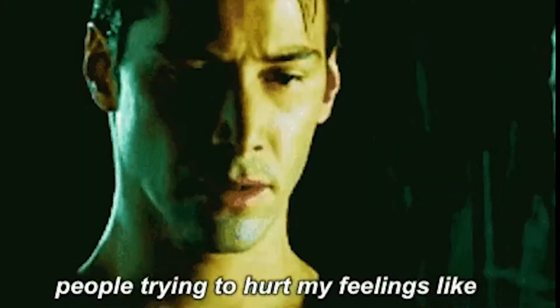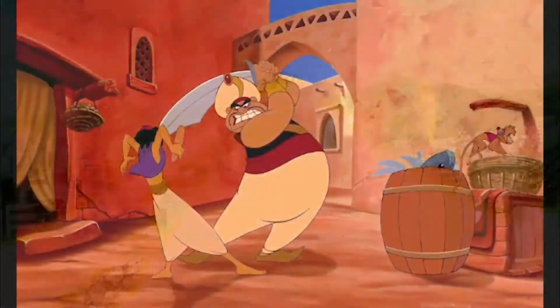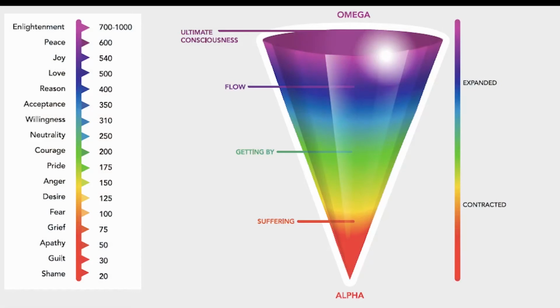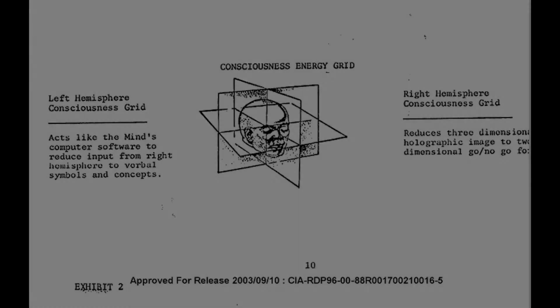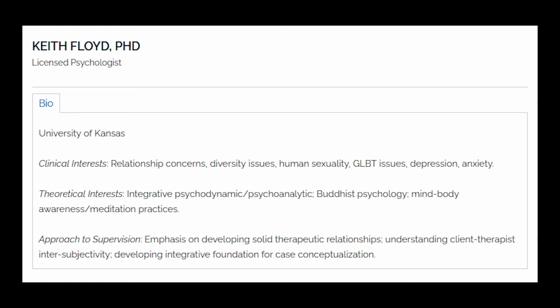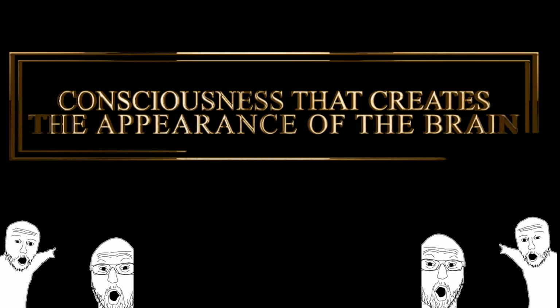just received with itself. Specifically, it does this by comparing the image received with that part of its own hologram which constitutes memory. By registering differences in geometric pattern form and in energy frequency, the consciousness perceives. See Exhibit 2, next page, which I will show on the screen right here. As psychologist Keith Floyd puts it, contrary to what everybody knows is so, it may not be the brain that produces consciousness, but rather consciousness that creates the appearance of the brain.